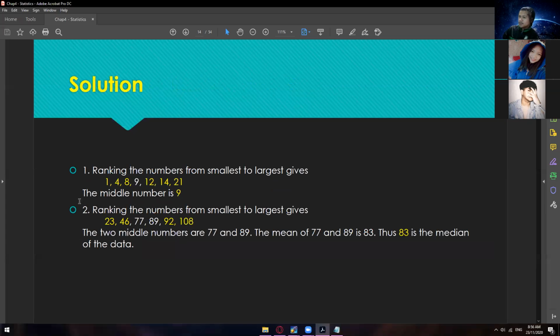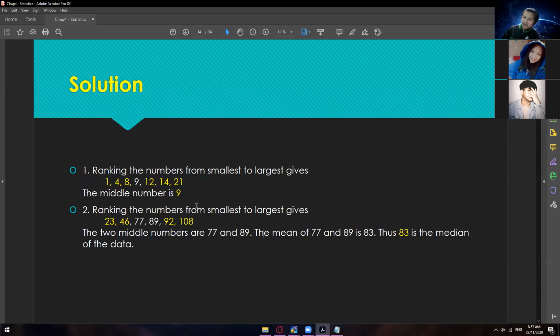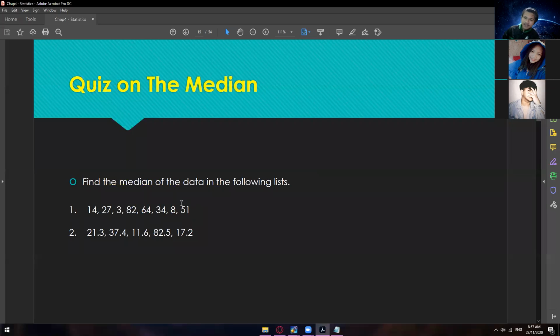Okay, so here are the solutions of the first 2 examples: 9 and then 83. So moving on, right after your examples, you're going to have a quiz on that specific topic. So, quiz on the median. Find the median of the data in the following lists. We have 2 examples, so you're also going to have 2 quizzes. I'll be leaving this one to you, so just check your Canvas later on so you are able to answer this.